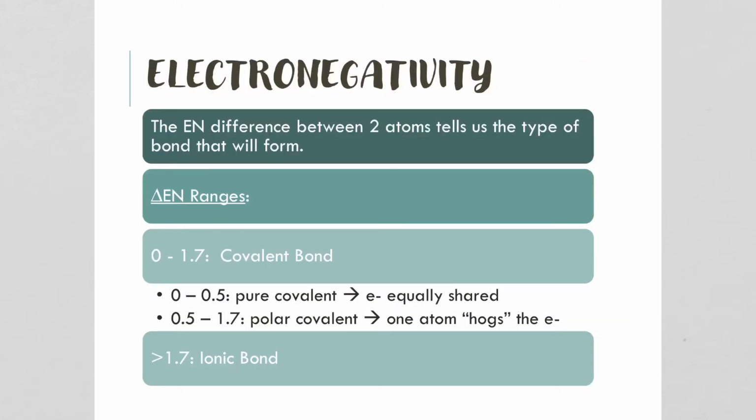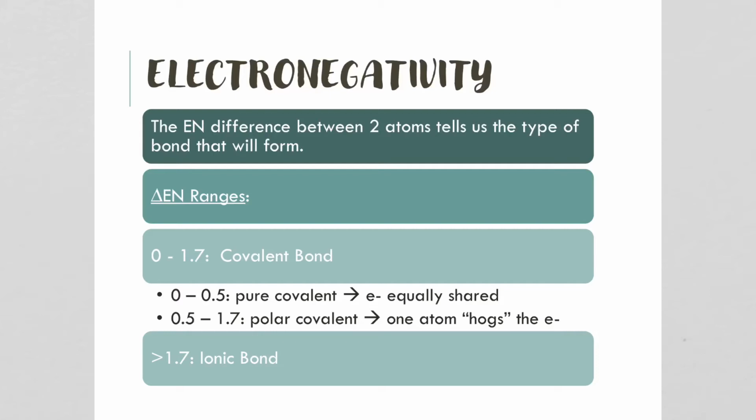So in an earlier lesson, we learned about electronegativity, and that's the ability of an atom to take an electron from something else, so how much they want the electrons. The difference between two atoms tells us the type of bond that will form. So you'll have to look at the two atoms that you're working with and then find the delta EN, or the change in electronegativity. If it's from 0 to 1.7, it forms a covalent bond. So we'll save those ones for a later lesson. If it's higher than 1.7, then it forms an ionic bond.